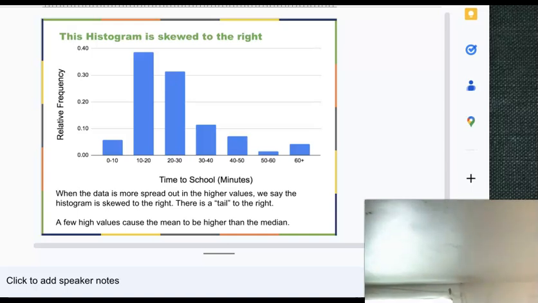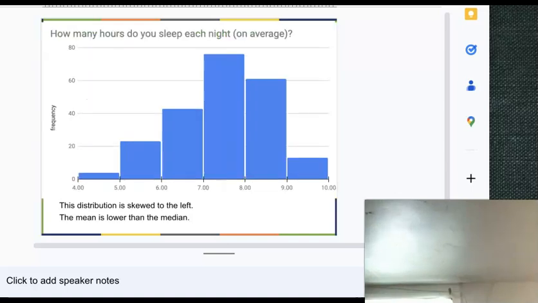Okay, just a couple more slides in this video. Here's a histogram that's skewed to the right. There's not that many people who have a really long commute to work. So the bulk of the data is to the left. That tends to confuse people, but the histogram is skewed to the right. So those few people with a really long commute are skewing the data. And that makes the mean be higher than the median. These data are skewed to the left, so the mean would be lower than the median.